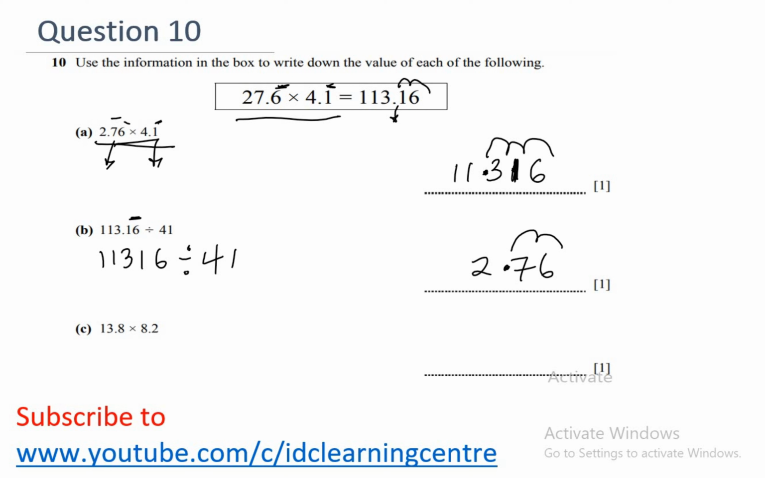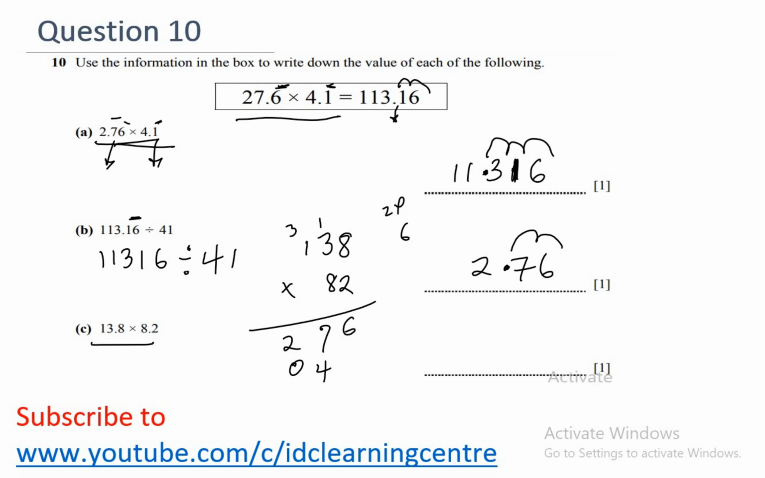Alright, for C we have 13.8 times 8.2. I'll always advise you ignore the decimal, just multiply and put your decimal once you are done. So this times 82, 2 times 8 is 16, 6 put 1 here. 2 times 3, 6 plus 1, 7, 2 times 1 is 2, you go to 8. 8 times 8, 64, 4, you put 6 here. 8 times 3, 24 plus 6, 30. 0, you put 3 here.